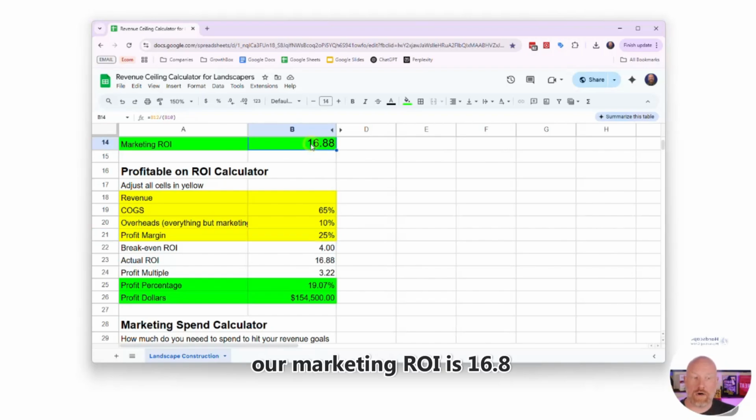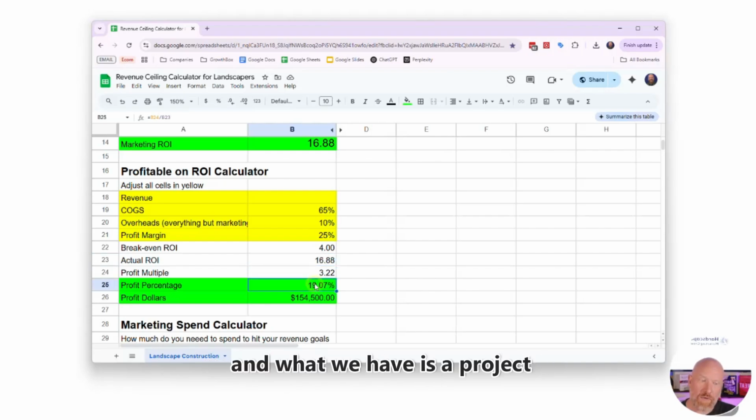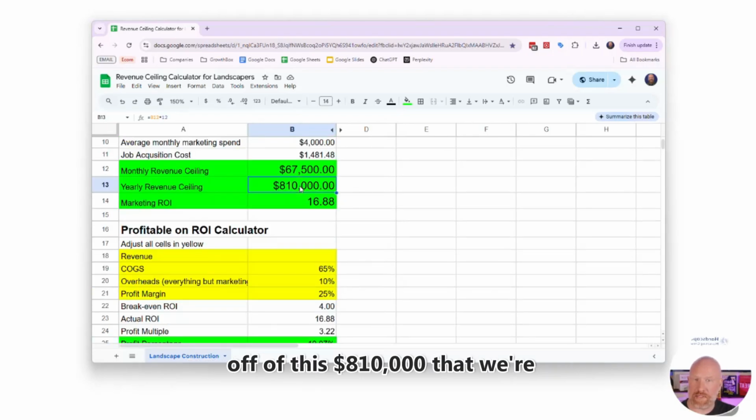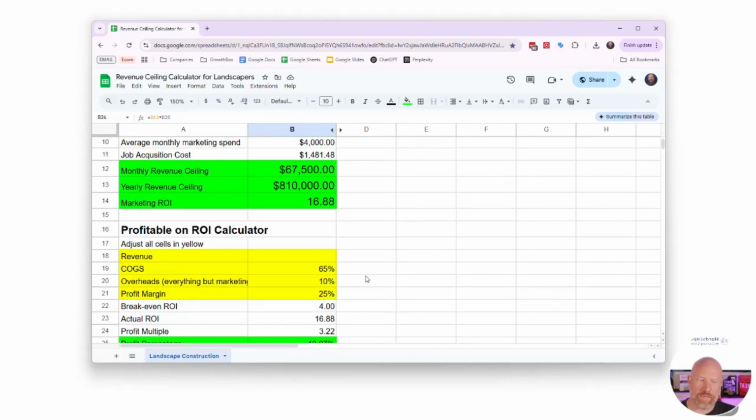Now our marketing ROI is 16.8, so we're going to put that multiple on there, and what we have is a projected possibility of a 19% profit percentage off of this $810,000 that we're doing. So that's $154,000. 19%, not really that bad.